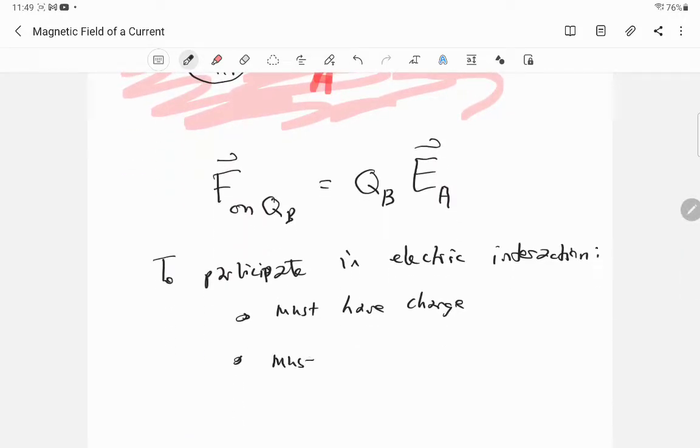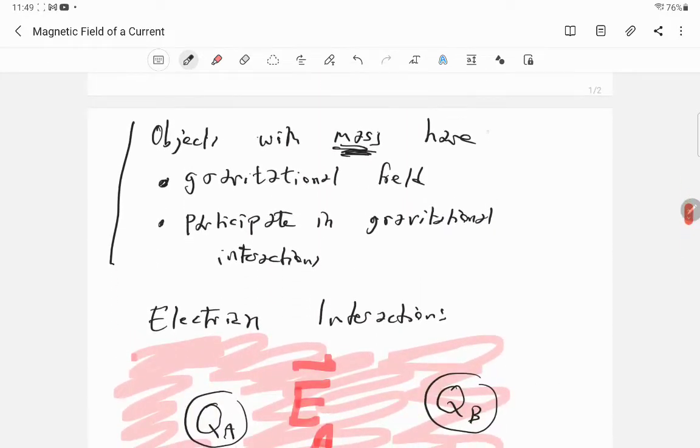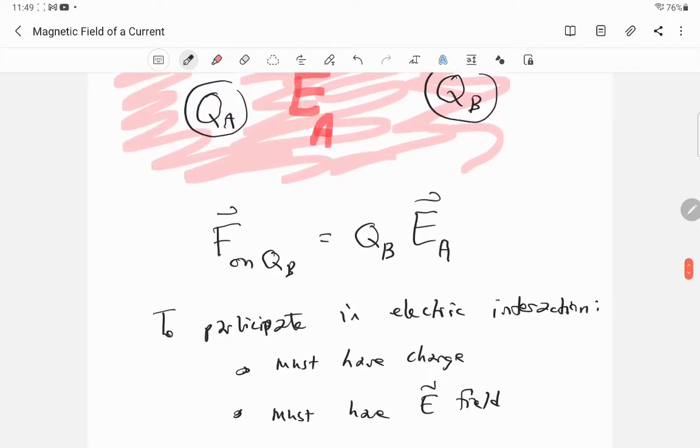You must have electric field, right? Actually, let me put it in the way I put gravity. Objects with mass are going to come with gravitational field, and objects with mass will participate in gravitational interactions. That is, they will feel the field of other masses, right? So let's put it that way for electricity too.